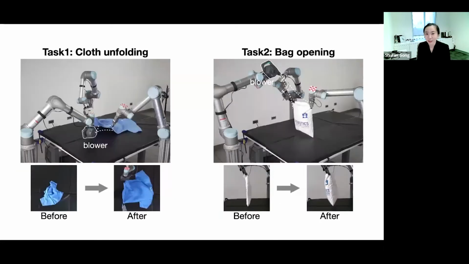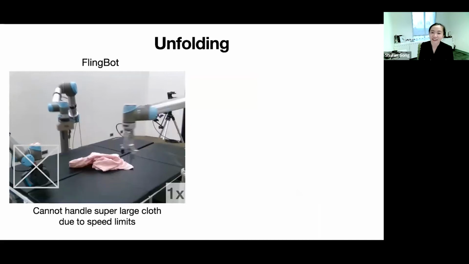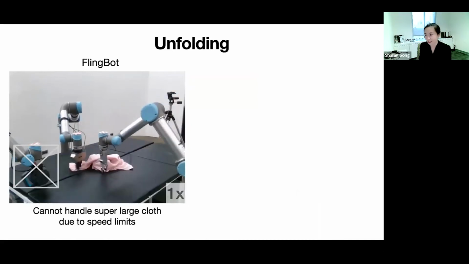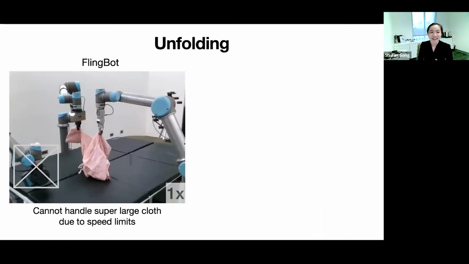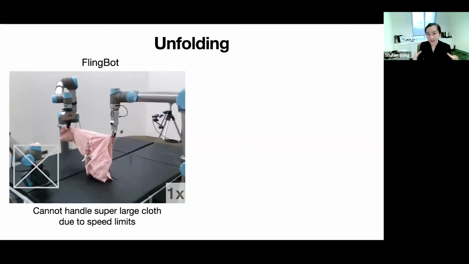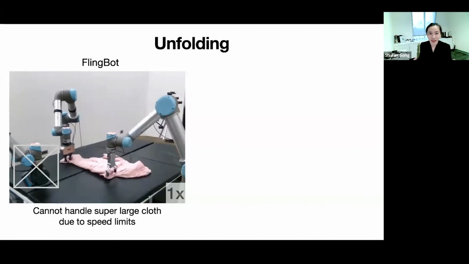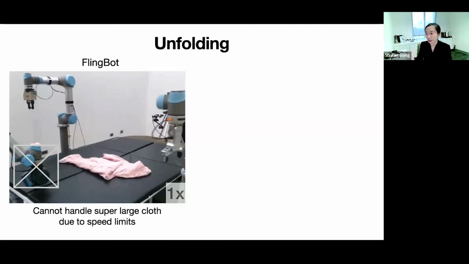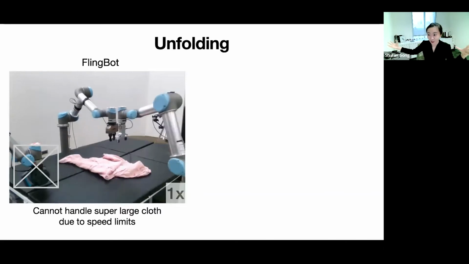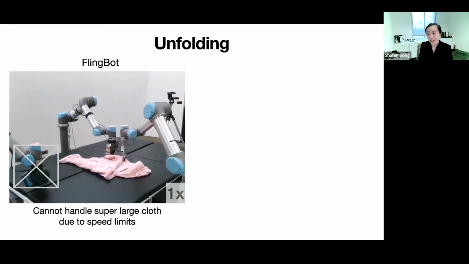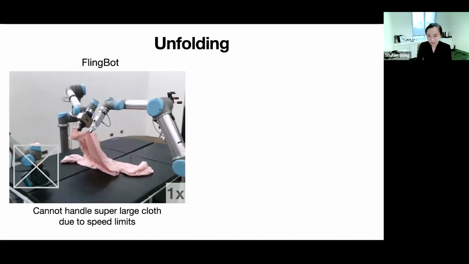In this project, we validate the effectiveness of dexterity using two tasks. One is the one that we're familiar with, which is cloth unfolding, and the other task is bag opening. For the cloth unfolding task, we are particularly interested in the failure cases that we encountered in Flingbot, where, especially when the cloth gets longer and bigger, the robot cannot produce sufficient speed to fully unfold the cloth. In this example, it's a long dress that the robot cannot fully unfold, no matter how many times it tries with the fling action.